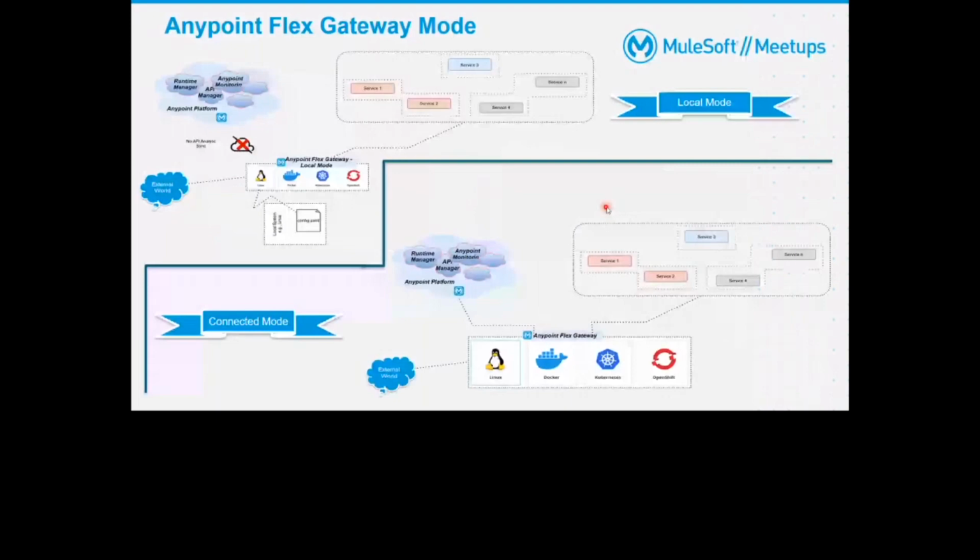And this is what connected mode and local mode look like. In connected mode, as I said, everything will be managed from the runtime manager, API manager and AnyPoint monitoring. But in local mode, there is a disconnect. All things are managed from the config file. So this is, at a high level, what local mode and connected mode look like. Now let's jump on to the installation part.